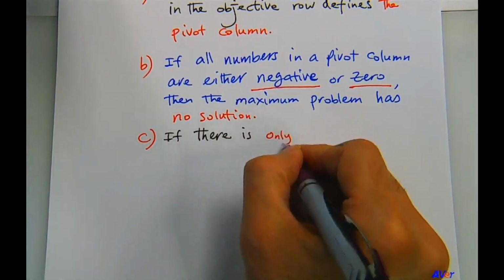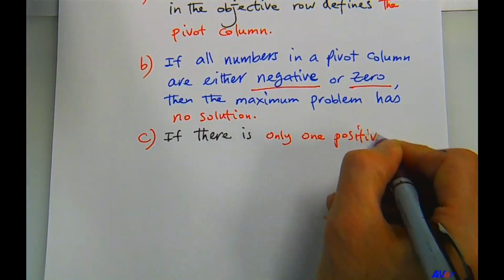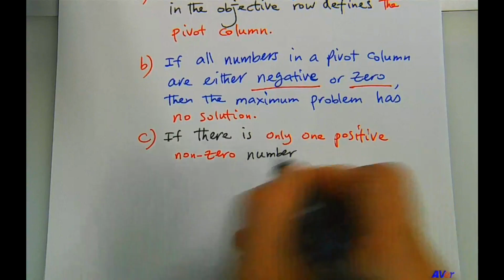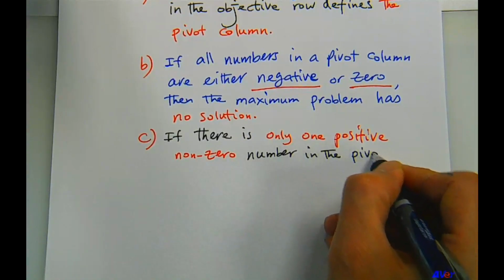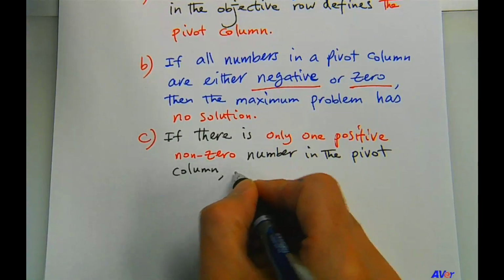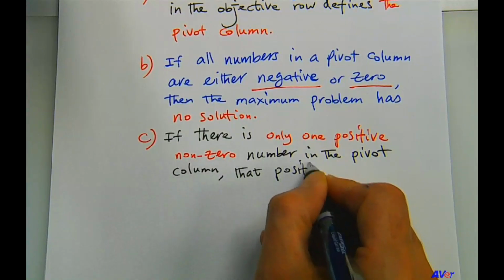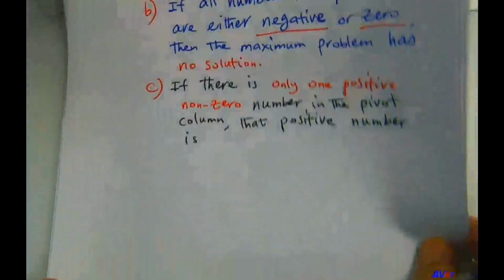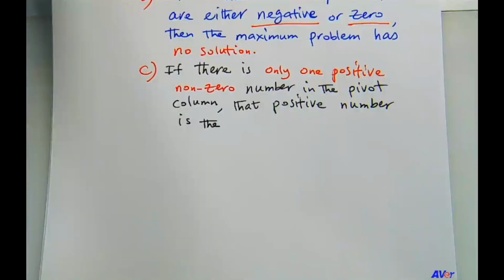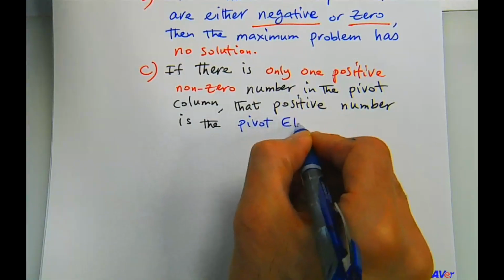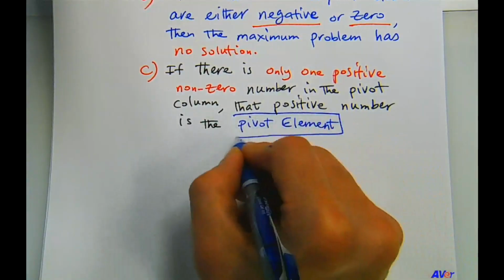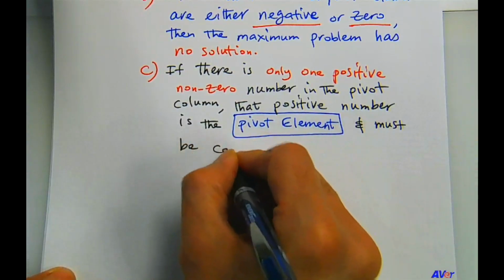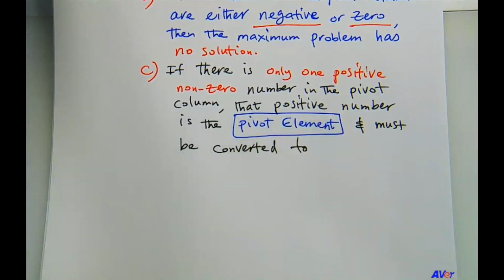If there's only one positive, non-zero number in the pivot column, that is the pivot element, and it must be converted to 1.